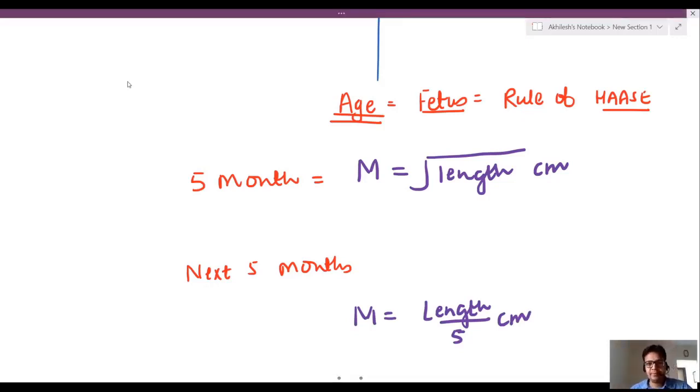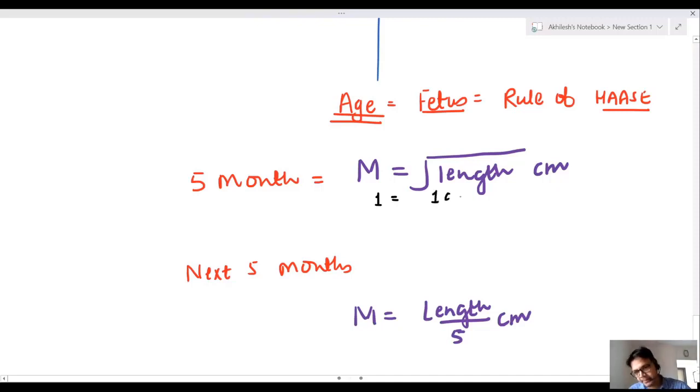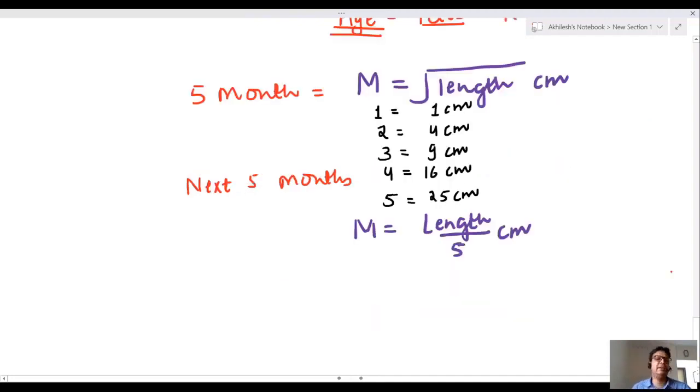If month is 1, length will be 1 centimeter. If month is 2, length will be 4 centimeters. If month is 3, length will be 9 centimeters. If month is 4, length will be 16 centimeters. And if month is 5, length will be 25 centimeters. So if length is given, you can decide month. If month is given, you can decide length. This is for the first 5 months.